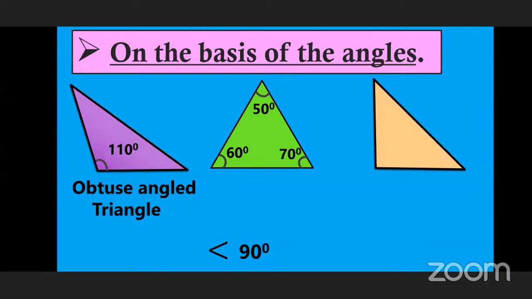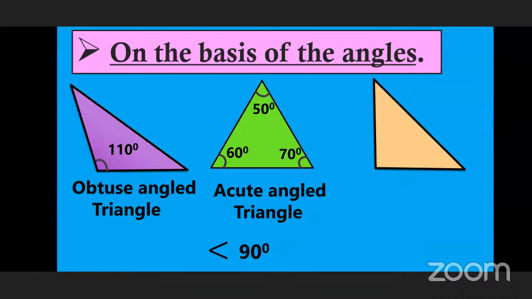Acute angle triangle. Yes, acute angled triangle. Why is it known as an acute angle triangle? Because all angles are acute angles. Yes, because all angles have less than 90 degree measure. So it is known as an acute angle triangle.